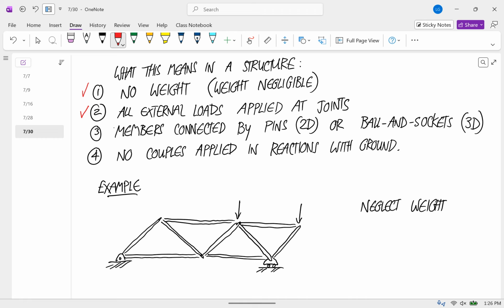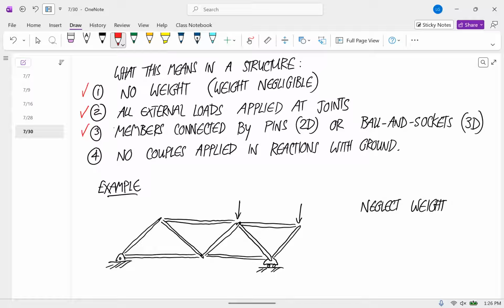The members are all connected by pin joints. This is a 2-dimensional problem. Although, one thing about trusses is you can do these problems in 3D just as well as you can do them in 2D. The other structures that we're dealing with, we've only talked about in 2D. And yes, they're all connected by pins.